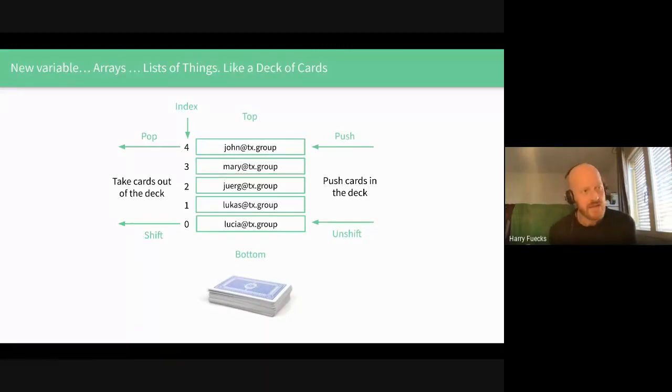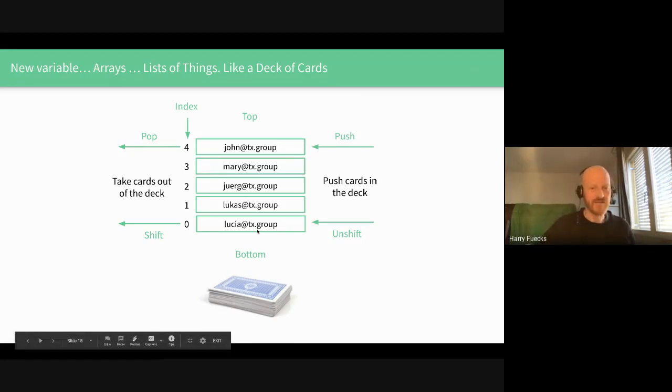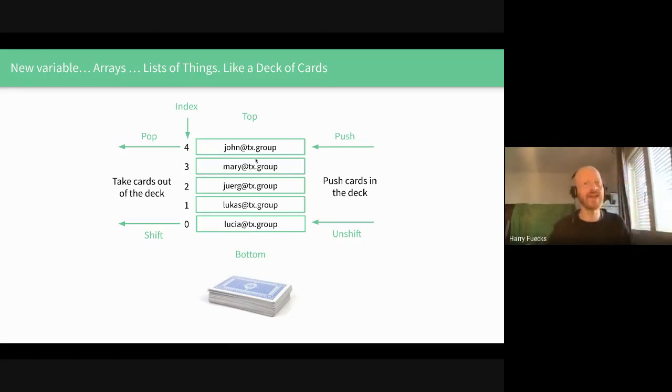So there's another type of variable called arrays. Now, the way to think about an array is it's like a deck of cards. And just like a deck of cards, arrays have a way to have a list of things in a single variable. So this could be a variable, let's say, called list of emails. And an array has a bottom and a top.